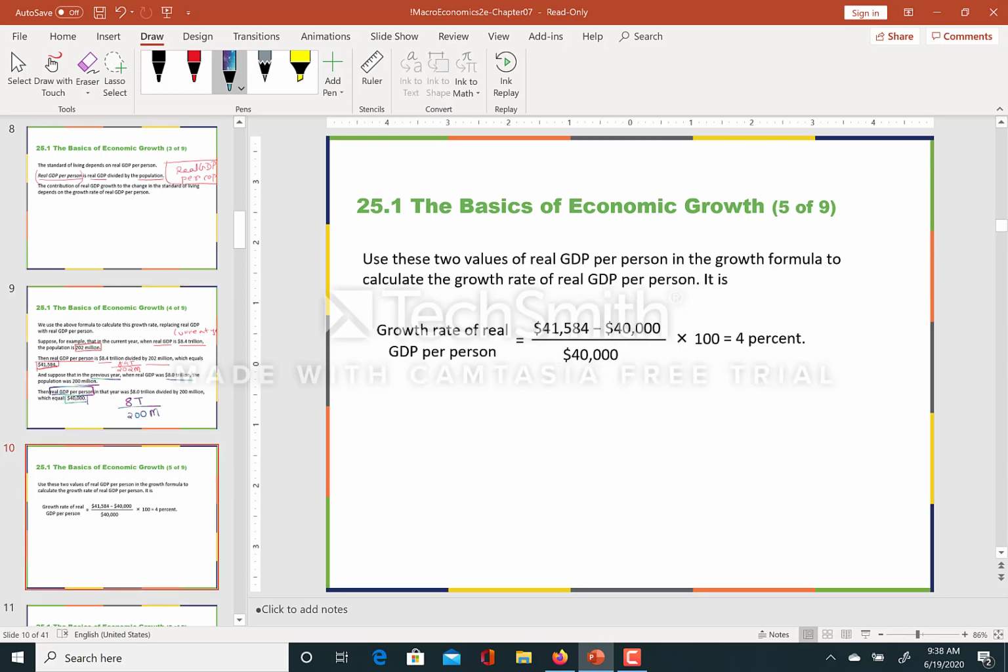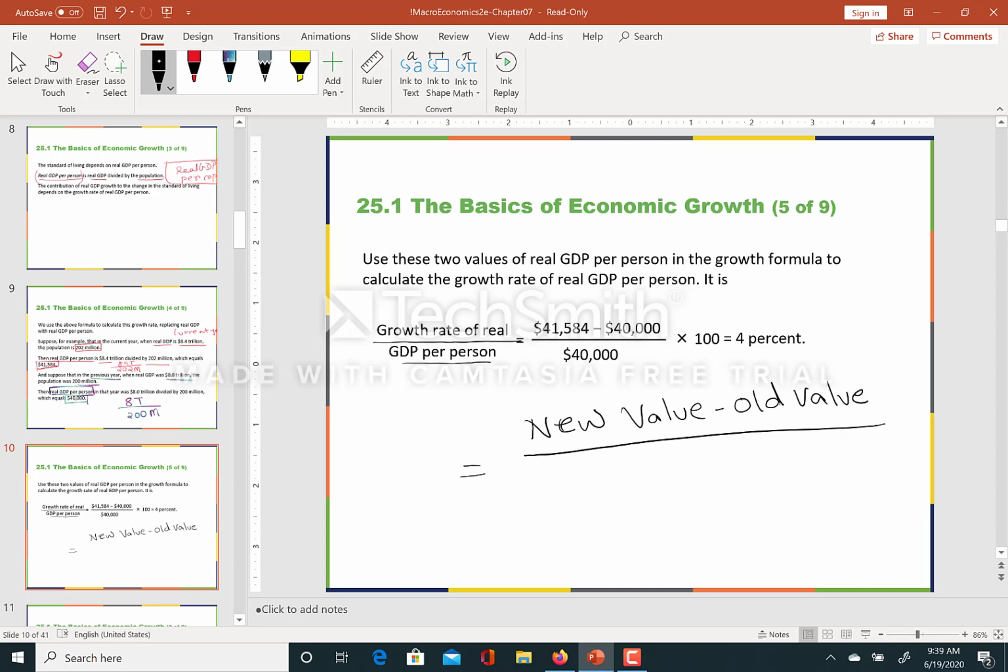Now I'm going to look into the growth rate of real GDP per person. Whenever you are finding out growth rates, the way you are going to do it is: new value, from that you subtract the old value, divide by the old value, and multiply the whole thing in brackets times 100. Looks like the growth rate of real GDP per person is equal to 4%.